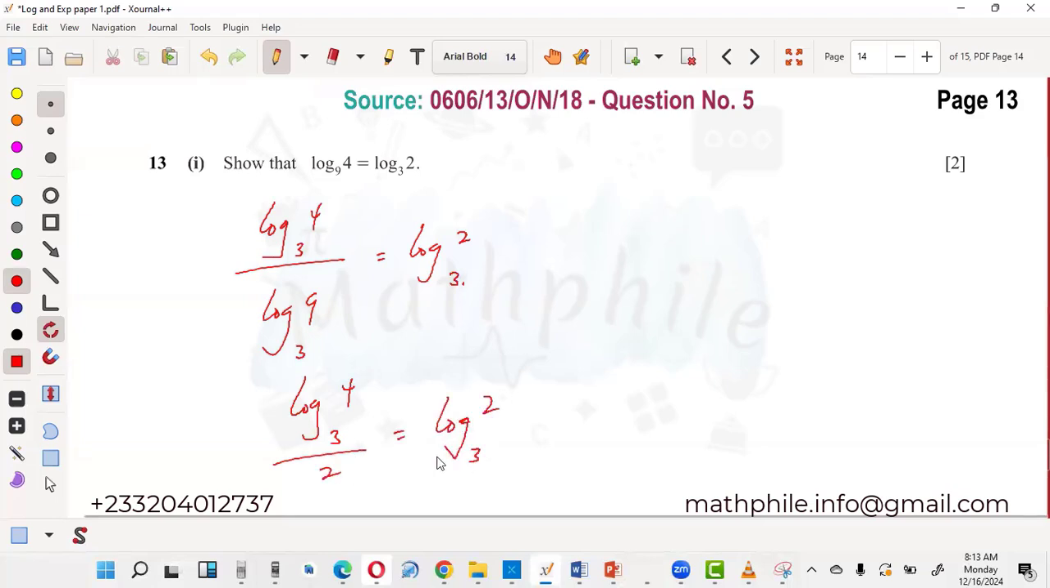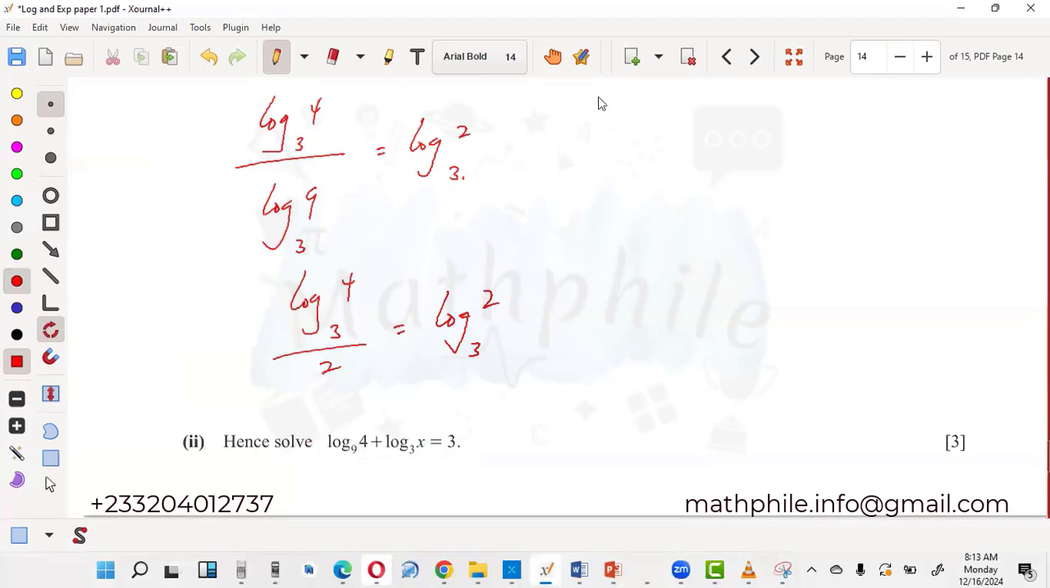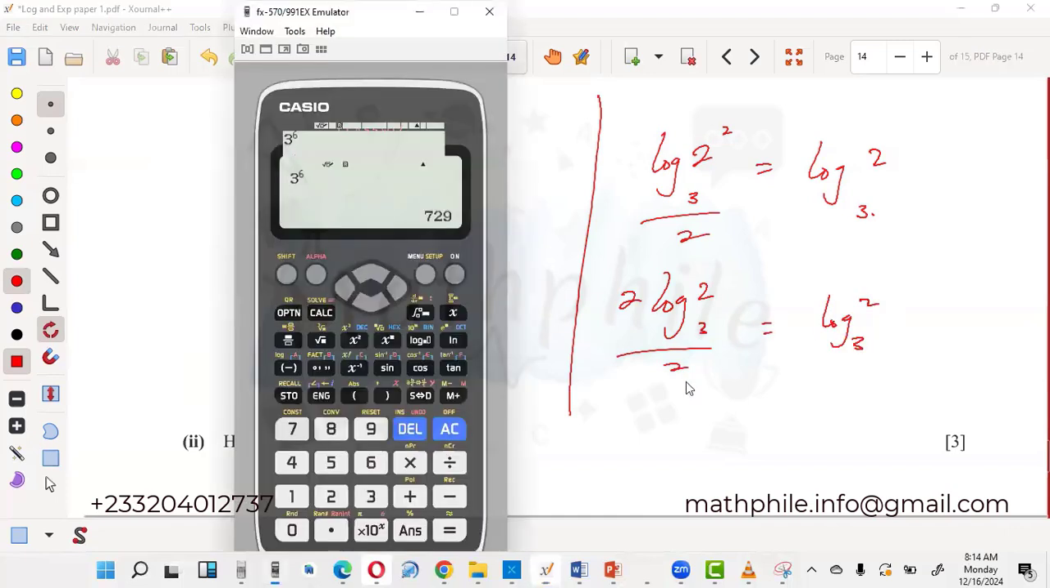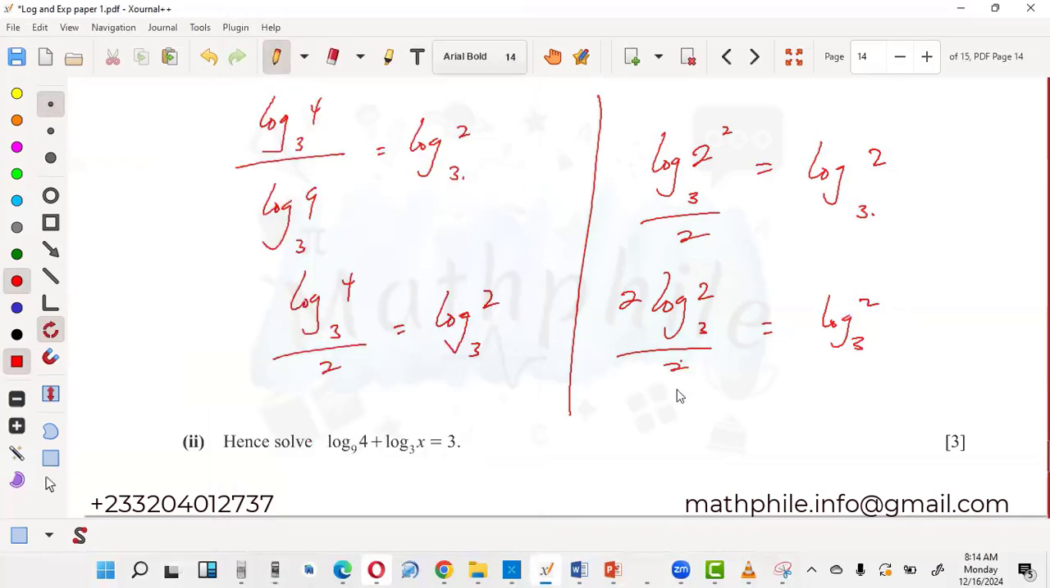Are we good? Yeah. And log 4 base 3 is the same as writing log 2 squared base 3, which equals 2 log 2 base 3. And this can be written as 2 log 2 base 3 over 2, which equals log 2 base 3. This 2 can then cancel out this 2. So the answer gives you log 2 base 3 equals log 2 base 3. And that's the proof.